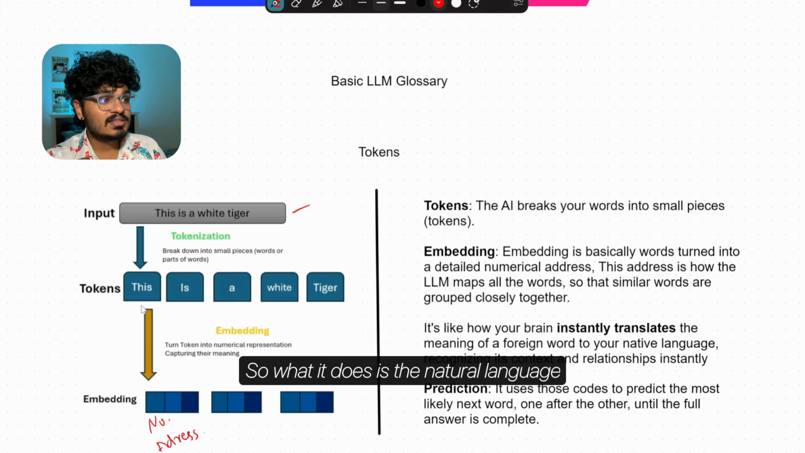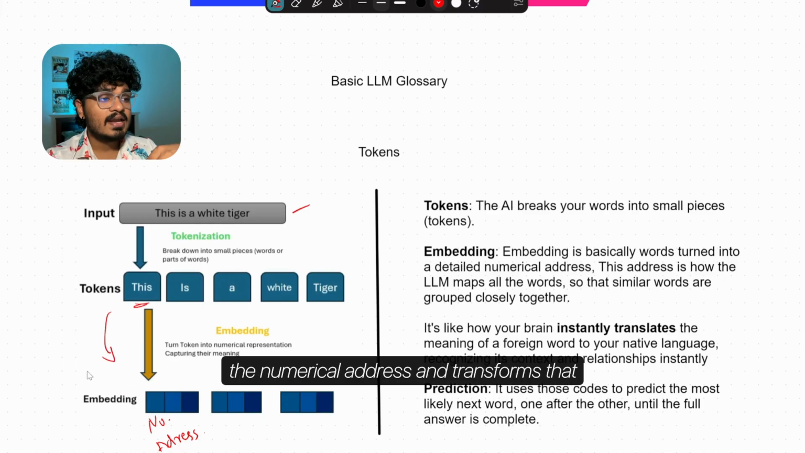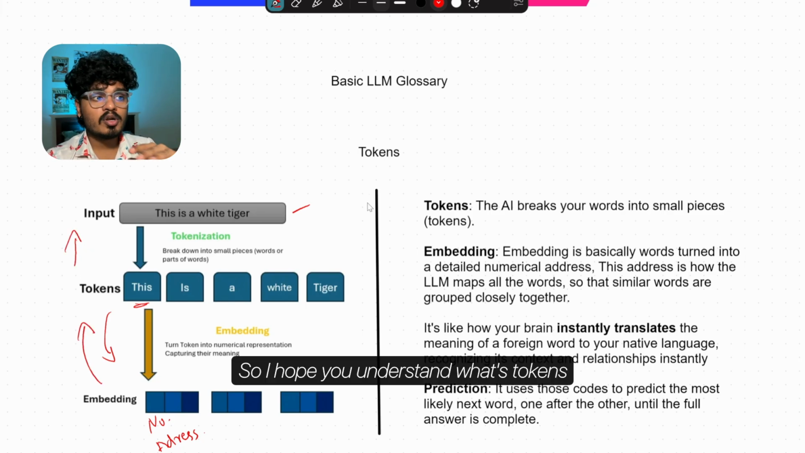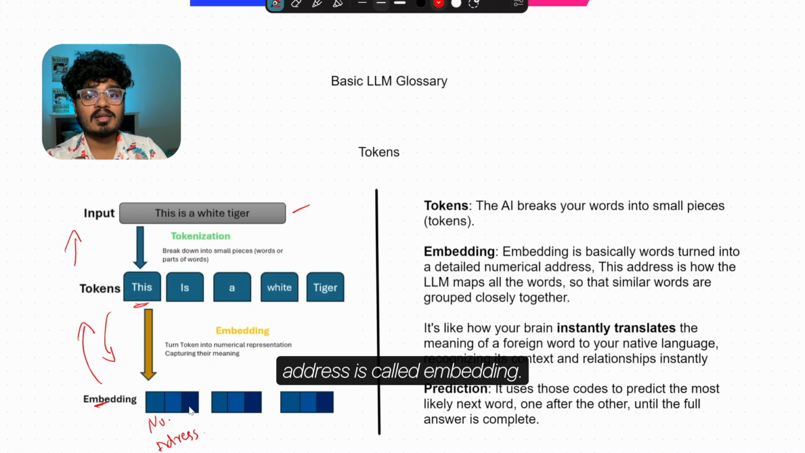So natural language is transferred into numerical addresses, and after that it maps the right data in the numerical addresses and transforms that again into tokens, then outputs it. So I hope you understand what tokens and embeddings are. The conversion of tokens into numerical addresses is called embedding. Prediction of the next words happens in embeddings. So that's all about tokens.